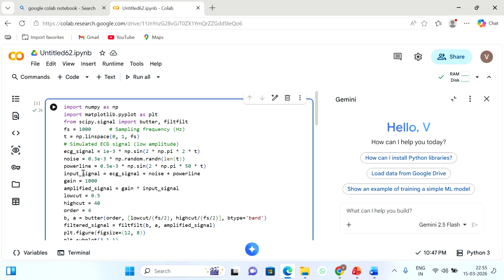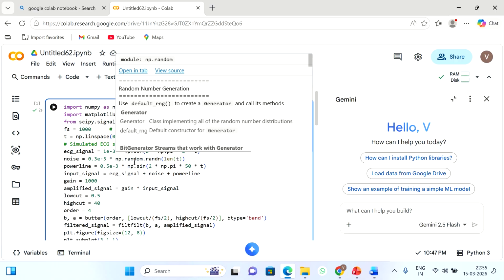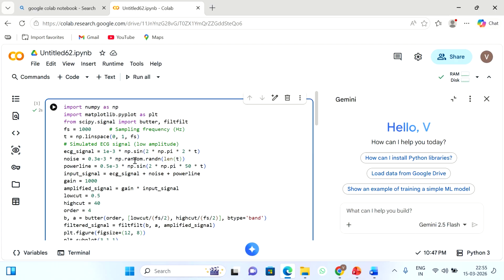Now, noise is equal to 0.3 e power minus 3 and np.random. So, random noise, the type of the random noise is white Gaussian noise. It is taken as reference and the random numbers are generated. So, len(t).